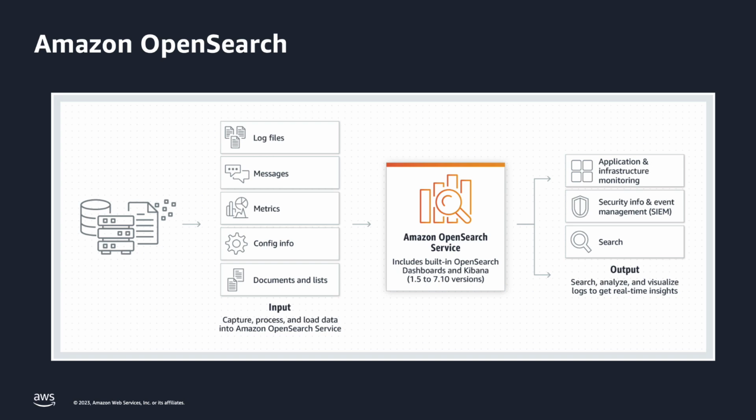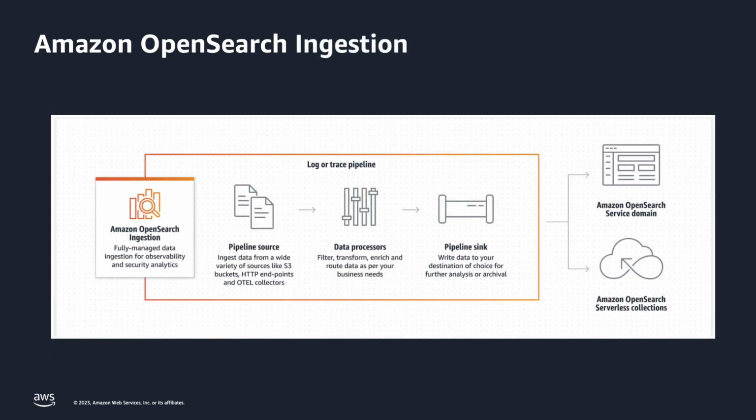Amazon OpenSearch Ingestion is a feature of Amazon OpenSearch Service that allows you to ingest, filter, transform, enrich, and route data to an Amazon OpenSearch domain or serverless collection. Amazon OpenSearch Ingestion is capable of ingesting data from a wide variety of sources and has a rich ecosystem of built-in processors to take care of your most complex data transformation needs.